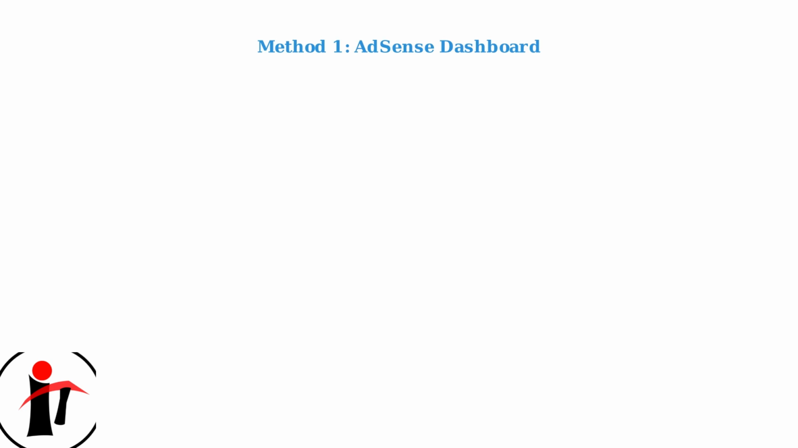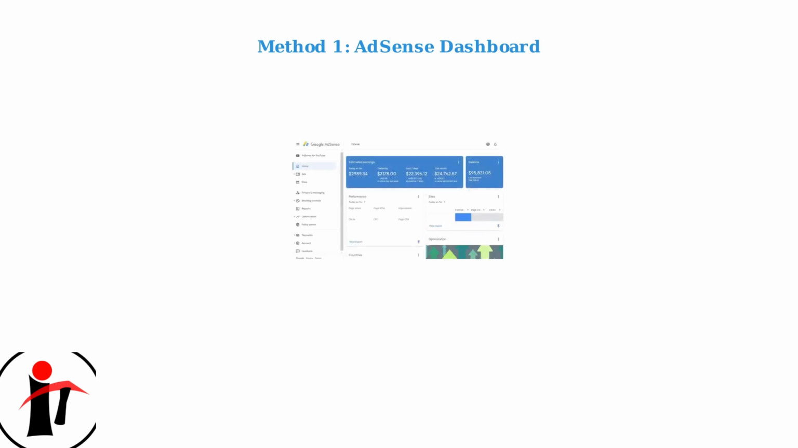Finding your Google AdSense Publisher ID in 2025 is straightforward thanks to Google's improved dashboard interface. There are several reliable methods to locate and copy your Publisher ID. The primary method is through your AdSense dashboard. First, sign in to your AdSense account at www.adsense.com. You'll see the main dashboard with your earnings and performance metrics.